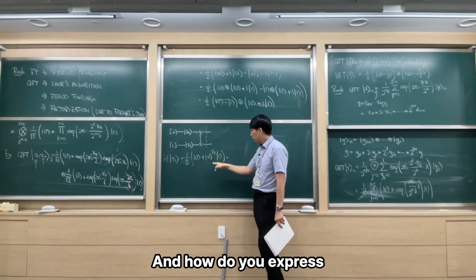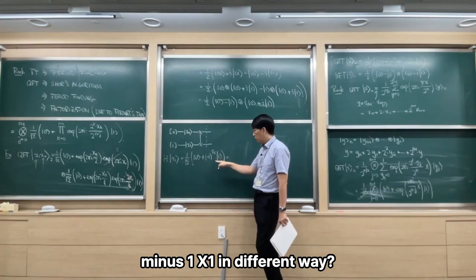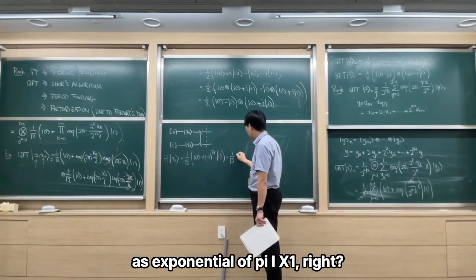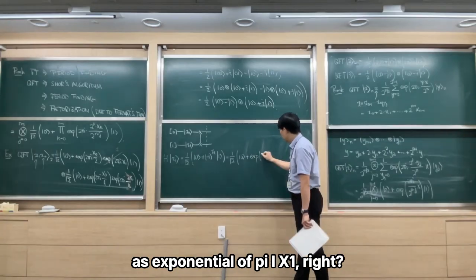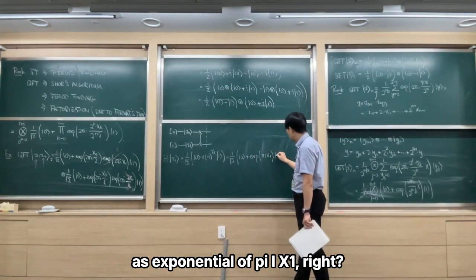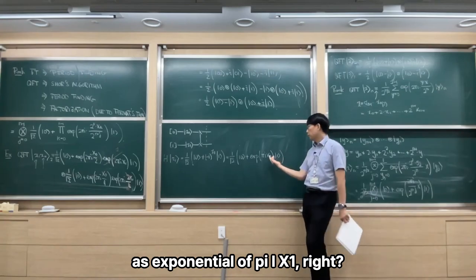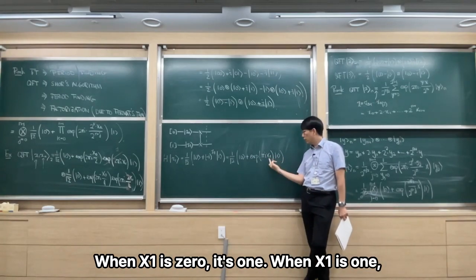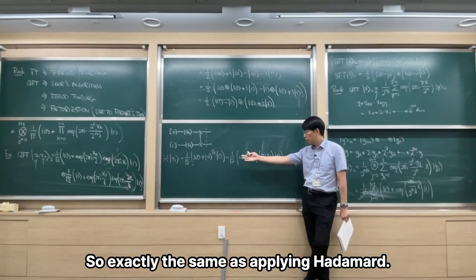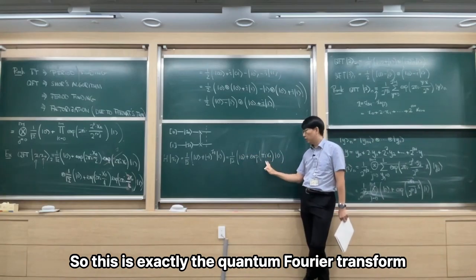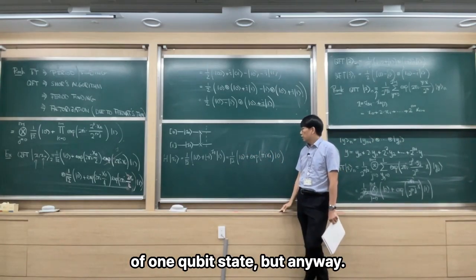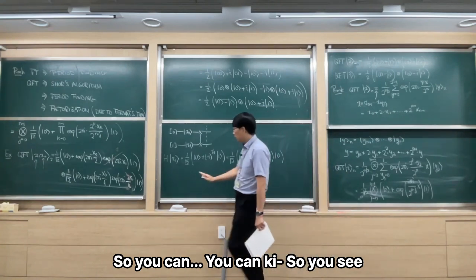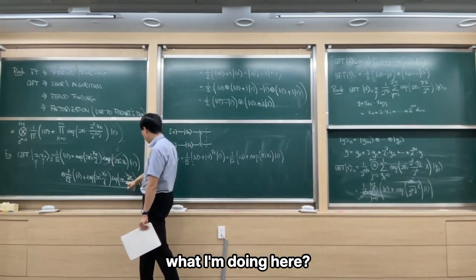And how do you express minus 1 to the x1 in a different way? This is exactly the same as exponential of pi i x1, right? When x1 is 0, it's 1. When x1 is 1, it's minus 1. So exactly the same as applying Hadamard. So this is exactly the quantum Fourier transform in 1-qubit state. But anyway, so you see what I'm doing here?